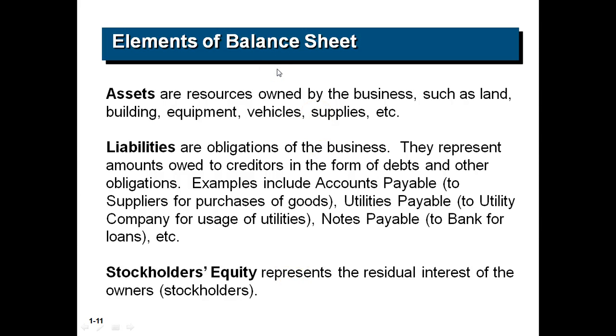Now let's move on to the third financial statement, the balance sheet. There are three primary elements on the balance sheet. Well, the first one is assets. And we've discussed this in the first video. Assets are resources owned by the business. They can include things such as land, buildings, equipment, vehicles, and supplies. But the resources haven't been fully consumed or used yet.